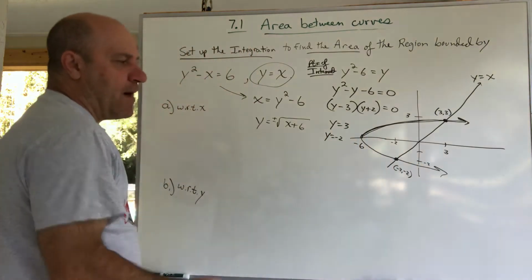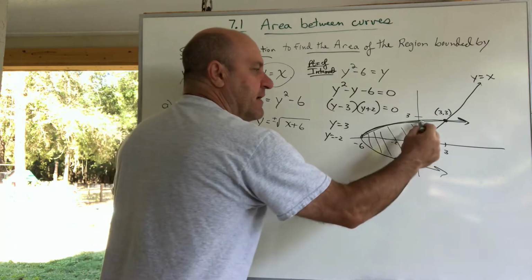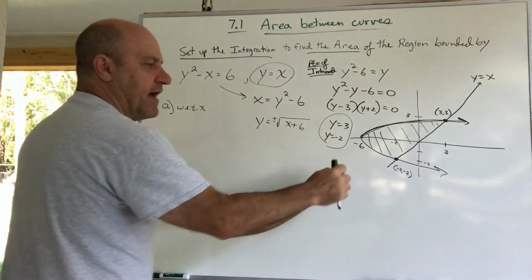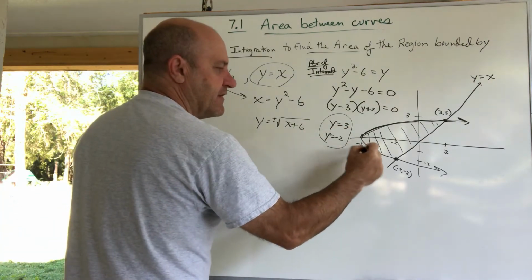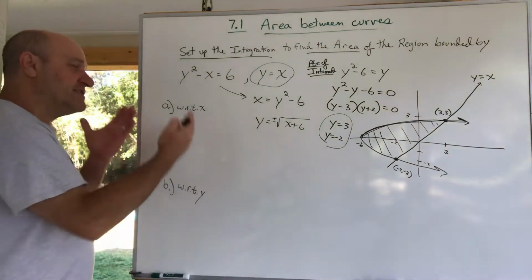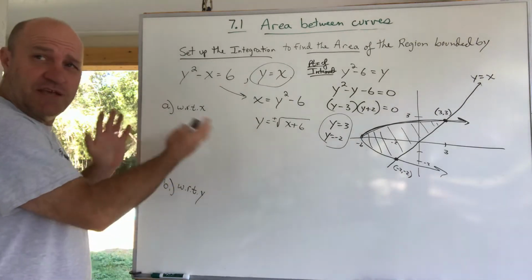So I want to find this area, the area bounded by the line and the parabola. And I've done a lot of work here. I needed those points of intersection. I've got this labeled as a -6 here. And I need to set this up. And my question is to set it up with respect to x and with respect to y. And some students get confused what that means.